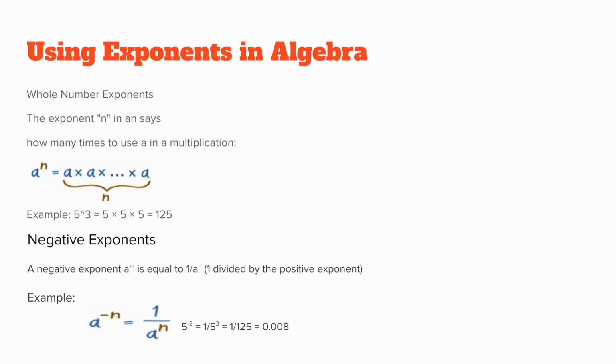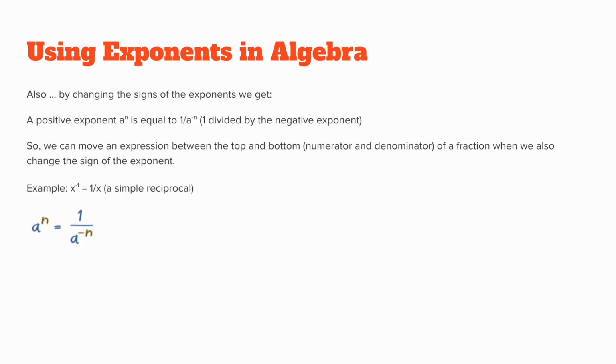So the exponent n in a to the power of n says how many times to use a in a multiplication. For example, when we say 5 cubed, then we simply say that 5 cubed is 5 times 5 times 5, which is 125. Now let's learn negative exponents. So a to the power of minus n equals 1 over a to the power of n. Also, by changing the signs of the exponents, we get a positive exponent.